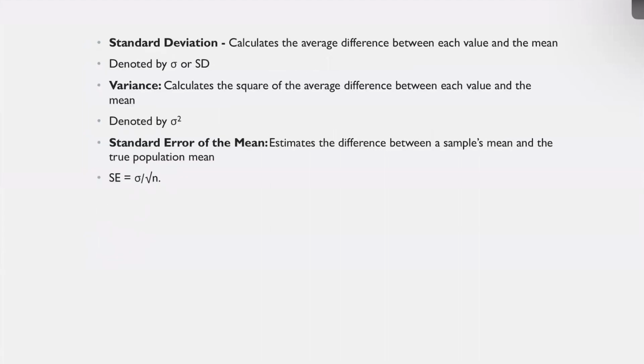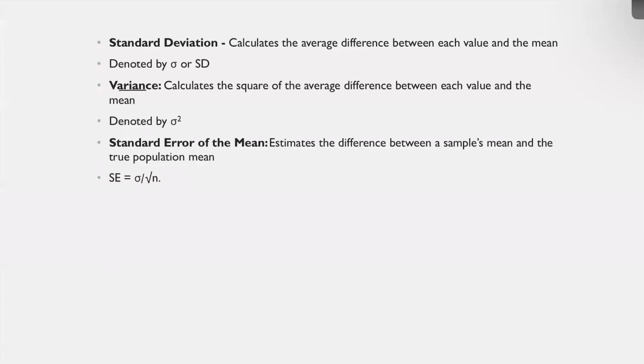And then you know about standard deviation. It calculates the average difference between each value and the mean. So whenever you get your USMLE Step 1 exam or Step 2 or even Step 3 score back, you can see this standard deviation and then the mean is shown there in your score. So standard deviation is basically calculating how far you are from the mean. It is denoted by sigma or SD.